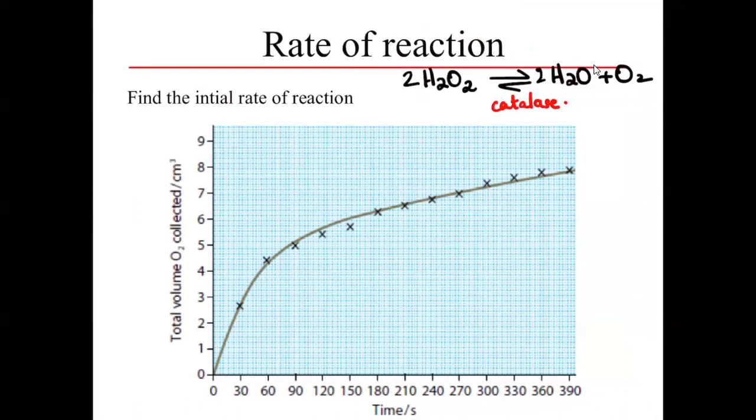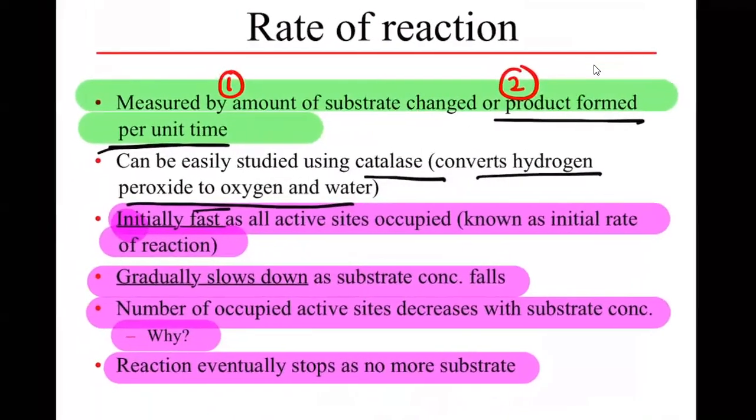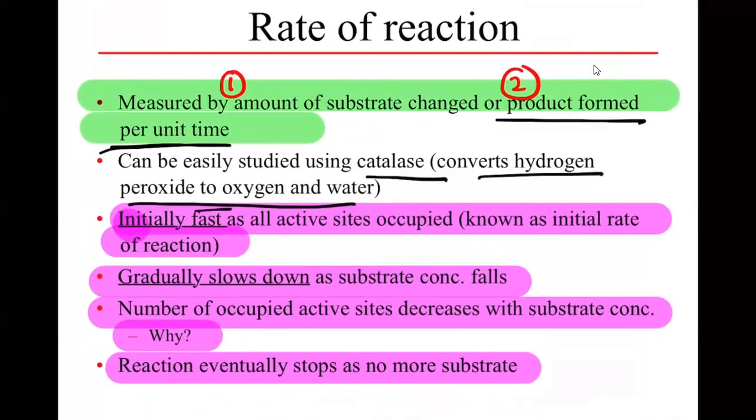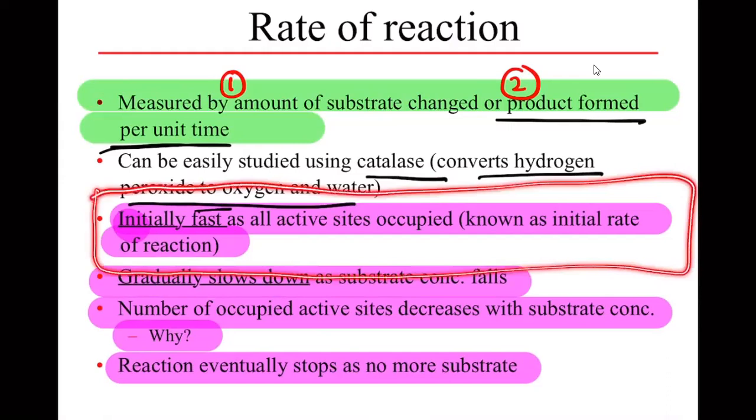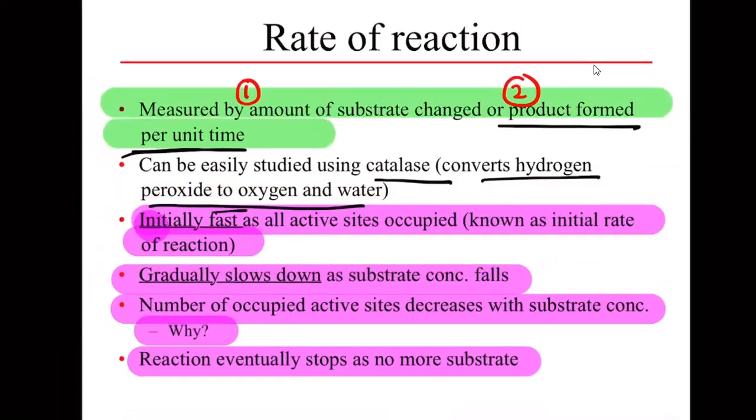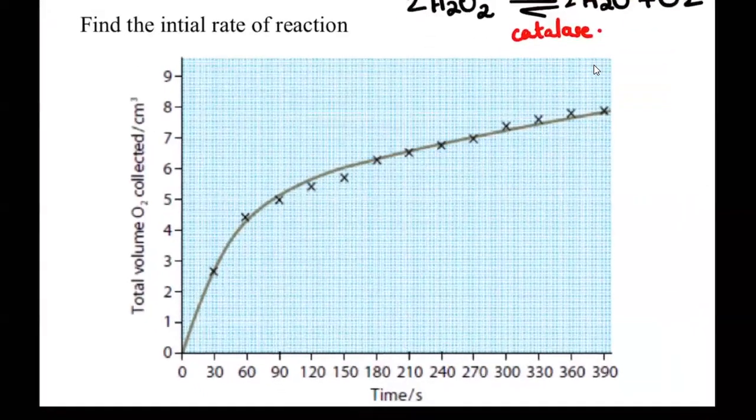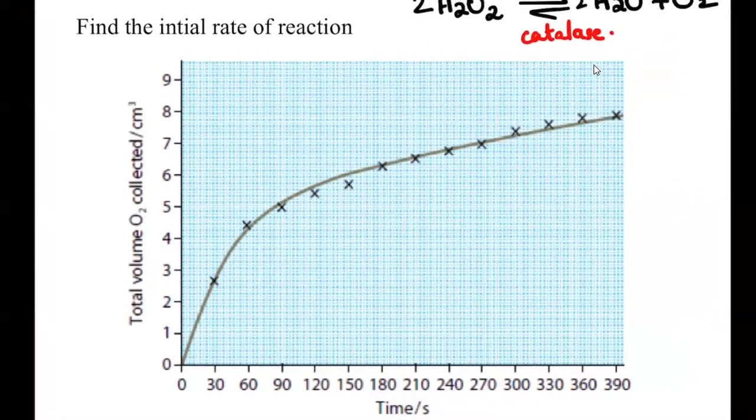In fact, this is also written at the back: the initial rate, initially in the first 30 seconds, is fast as all the active sites are occupied. This is the 30 seconds part in which all active sites are occupied. If I ask you to calculate the rate of reaction of this enzyme, I think the most accurate way will be in the first 30 seconds. In that time the reaction is fastest. Otherwise, if you calculate the rate over another time span, like 60 seconds or 150 seconds, it won't give you an accurate figure of how fast catalase can work.